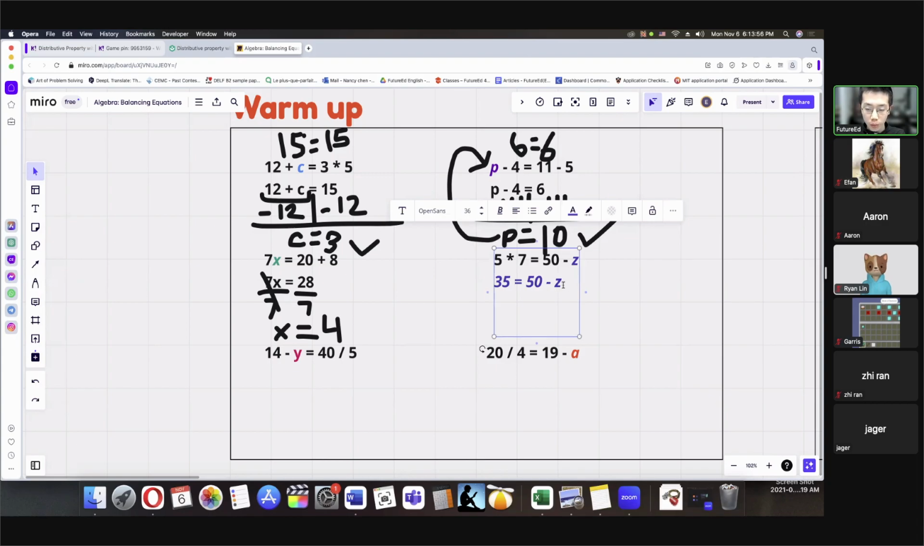So where do you, from 35 equals 50 minus Z, how would you isolate Z? So what did you do from this step to the next? Jager? So did you add a 50? Did you subtract a 50? What did you do? Are you not too sure?